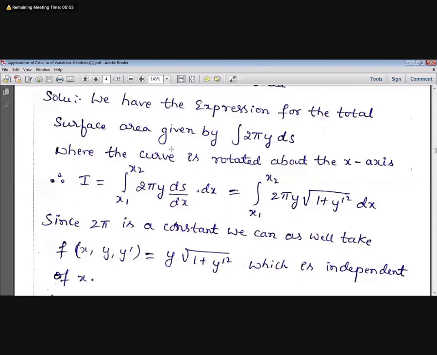This is along the x-axis, so dx will come. Since ds is there, we write ds/dx into dx. So ds/dx, I told you, we will use many times: ds/dx equals root of 1 plus y' square. Next, since 2π is a constant, we can just leave that. F of x, y, y', you can just leave. If you write it also, no problem, nothing will happen.